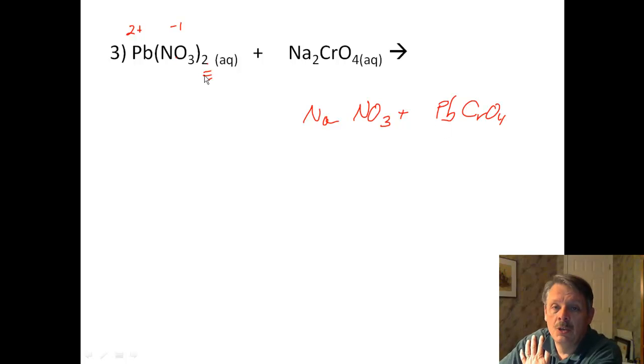Now, we do have 2 nitrates. So we have to have 2 in front of here, which is good because we have 2 sodiums. So that all works out. So now we have a balanced chemical reaction.